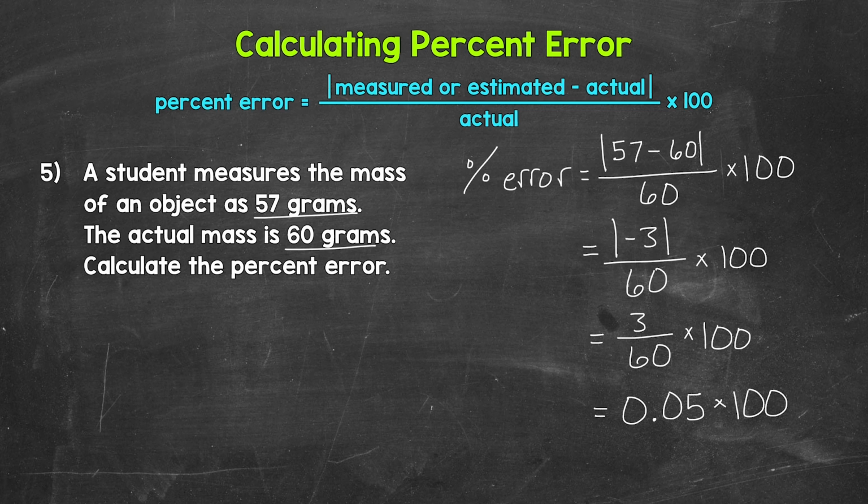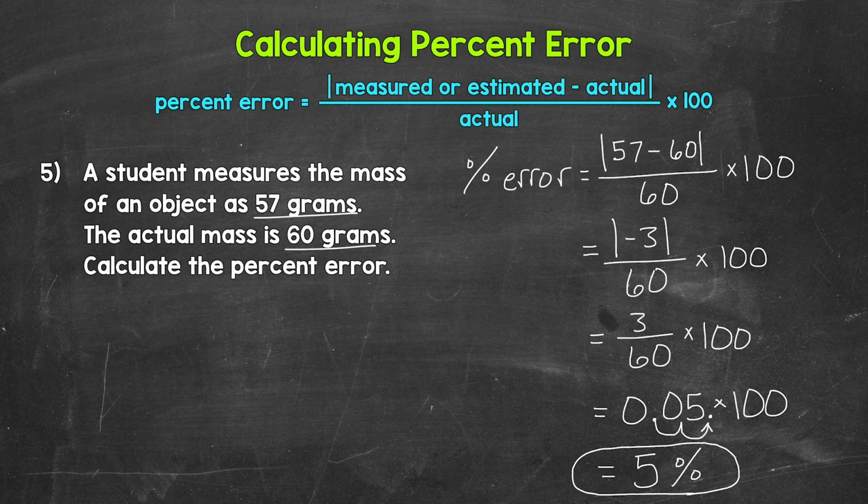And remember, a quick way to multiply by 100 is to move the decimal twice to the right. So once, twice. That gives us 5%. So the percent error for this example is 5%. That means that the student's measurement of 57 grams was off of the actual mass of 60 grams by 5%.